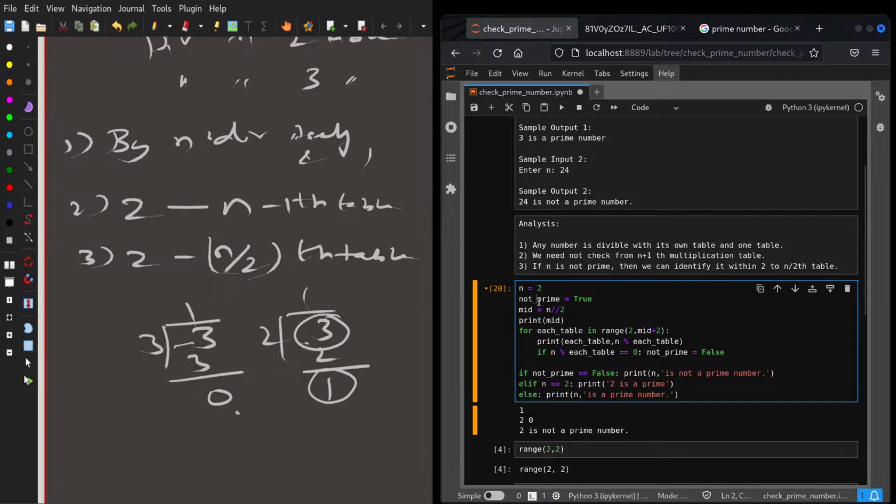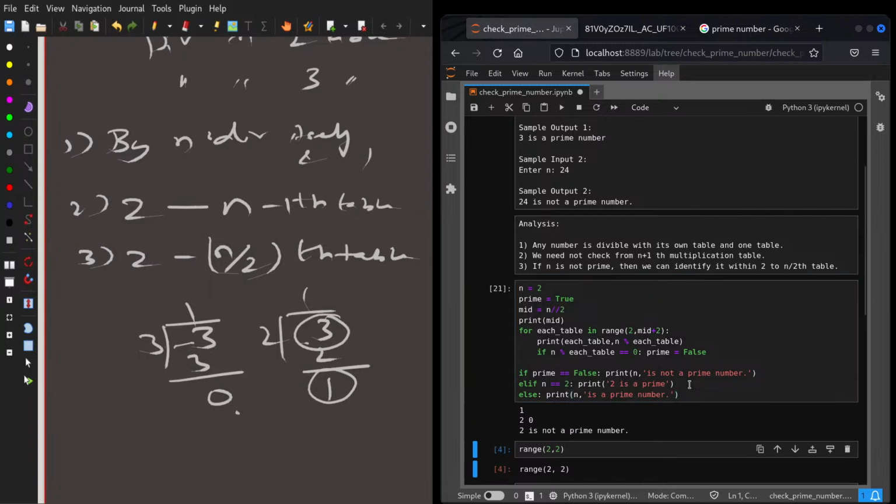Not prime, is it correct? Prime will do. Not prime will confuse. Prime will do. Because I'm trying to give a meaningful variable name. That's why. Okay. Prime will do. Okay. Now let's check. Variable is updated everywhere, right? Okay, fine.